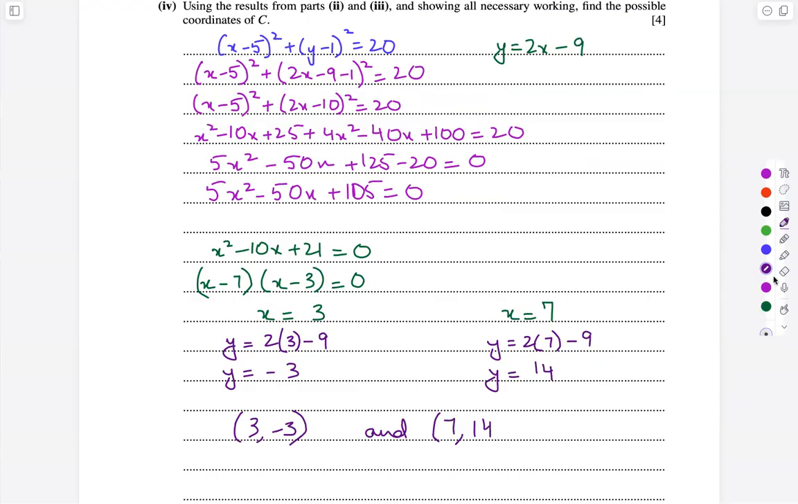So 14 minus 9 is equal to 5. So this will be 7 comma 5.